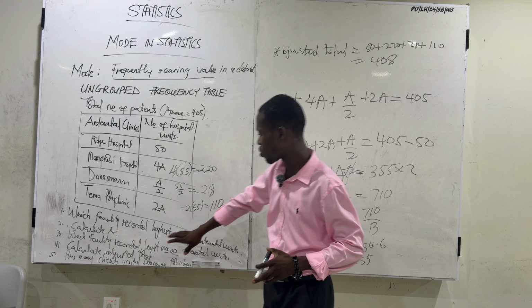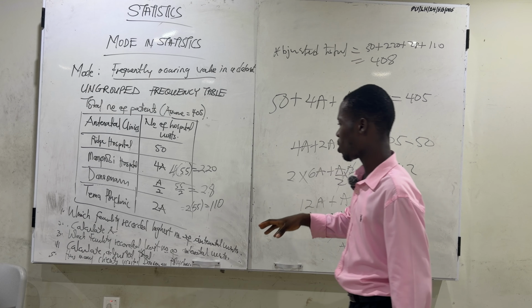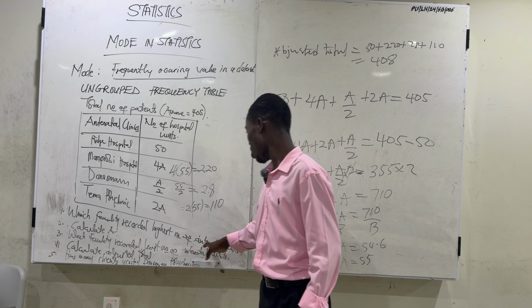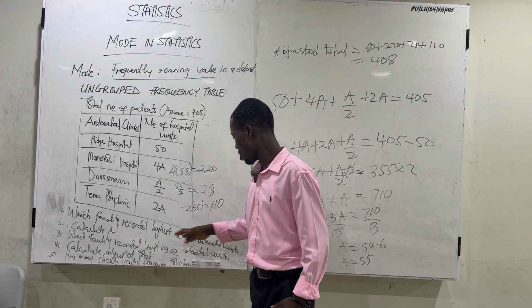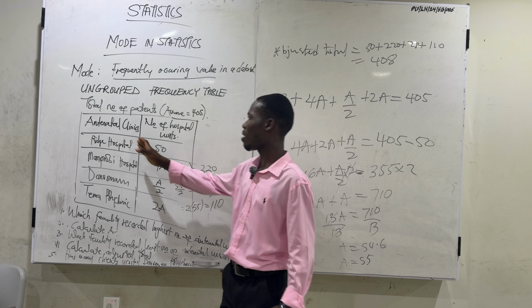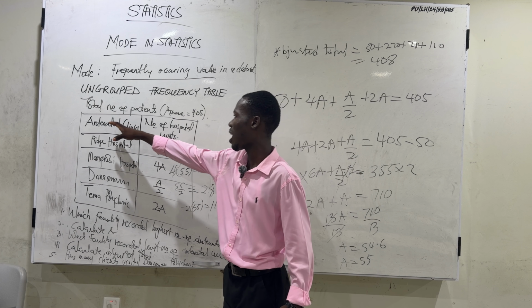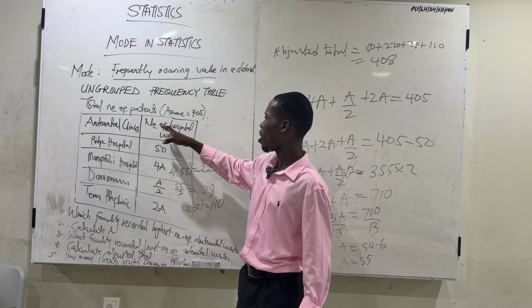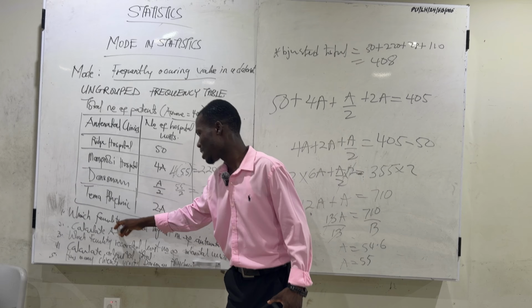So now we can come and solve the question. If you look at the question, which facility recorded the highest number of antenatal visits? We have two things: antenatal clinics or visits, and the number of hospital visits.